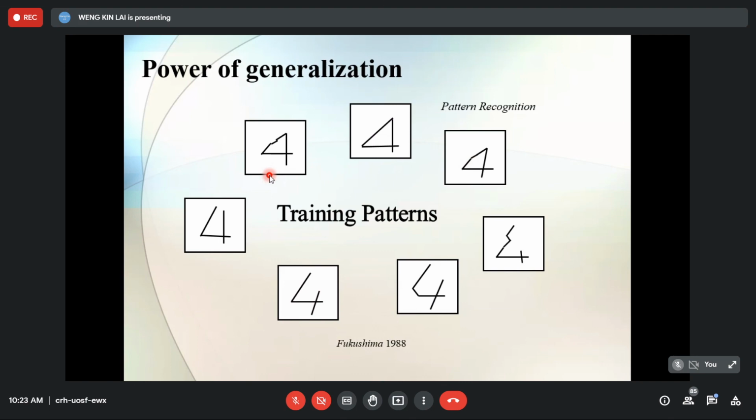of the history of artificial neural networks. Okay, are there any questions so far?